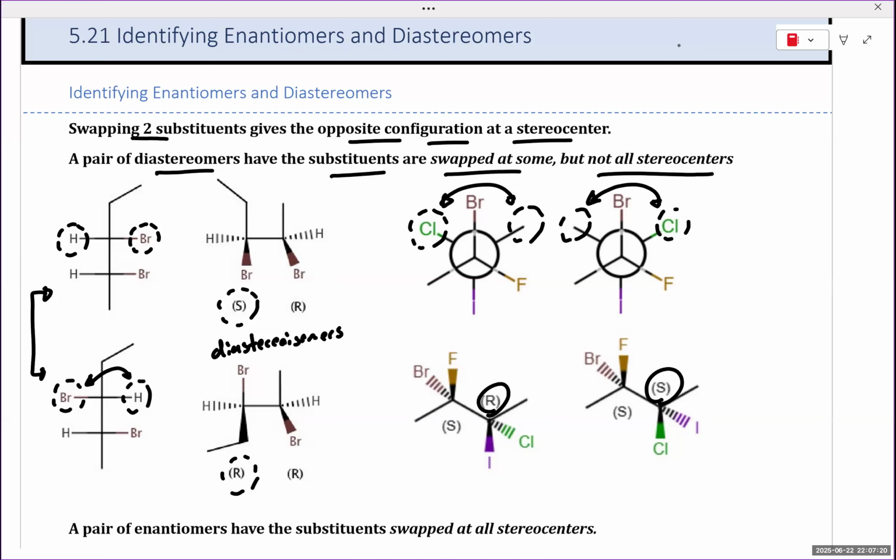So one of the quick visual tests for diastereomers is to look and see at how many stereocenters the substituents are swapped, because swapping substituents yields the opposite configuration at that stereocenter. So these two Newman projections represent a pair of diastereomers, because we've swapped our substituents at one or more, but not all of the stereocenters, as you can see by the fact that the methyl and fluorine are in the same relative position.